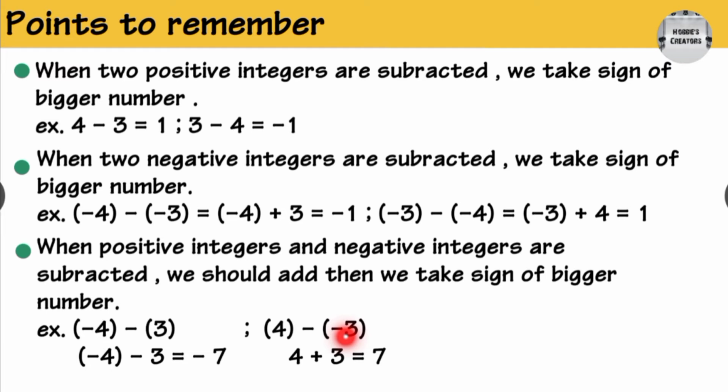And see here, 4 minus of minus 3. If we get it like that, we have to multiply the signs. Minus into minus is nothing but plus. So 4 plus 3, which is equal to 7. The greater number's sign is plus, and we have positive 7. Now we can move on to the next one.